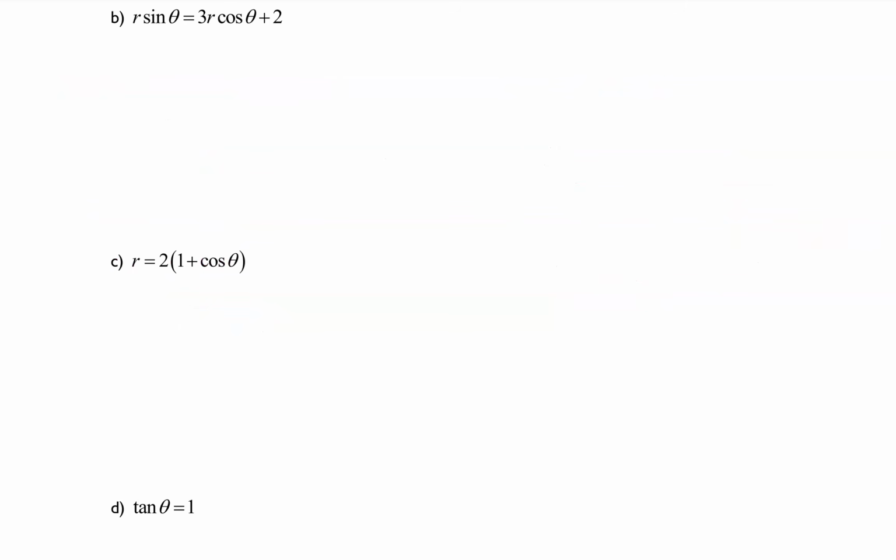In example B, we have r sine of theta is equal to 3r cosine of theta plus 2, and r sine of theta is equal to y, and r cosine of theta is equal to x. So if we make those substitutions, we get y equals 3x plus 2. And this is nice that it's already explicitly solved for y, so I'm just going to leave my equation looking like that. Here in example C, we have r equals 2 times 1 plus cosine of theta.